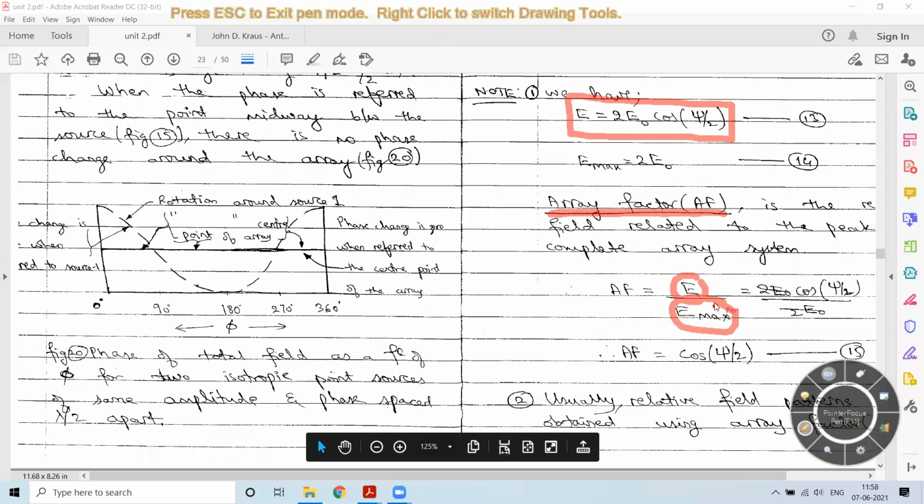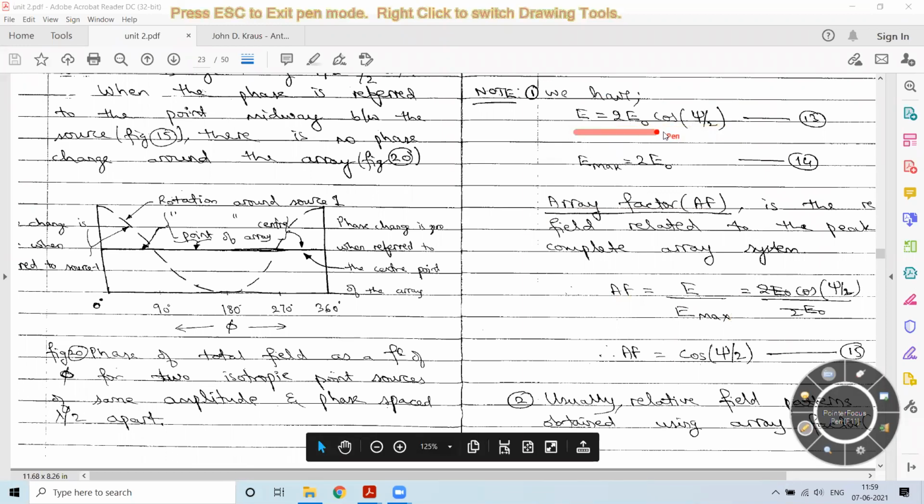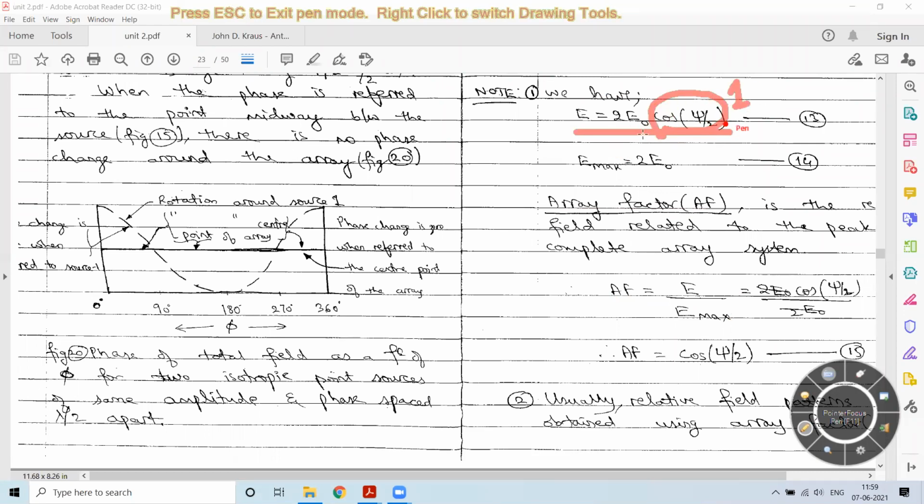So it is indirectly giving an indication of how relative the electric field is to the maximum field direction. In simple form, it is the ratio of the electric field for the given condition to its maximum value. So what is the maximum value of 2 times E naught cos psi by 2? The maximum value of cos psi by 2 is 1, so this is equivalent to 2 times E naught. Therefore, E max will be 2 times E naught for this representation.